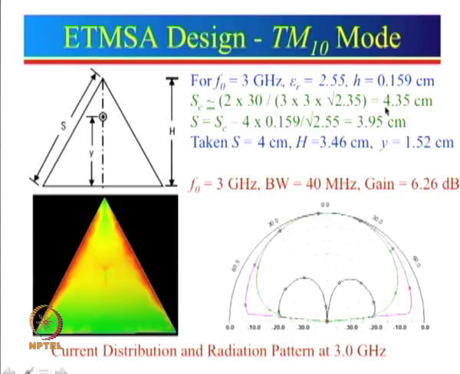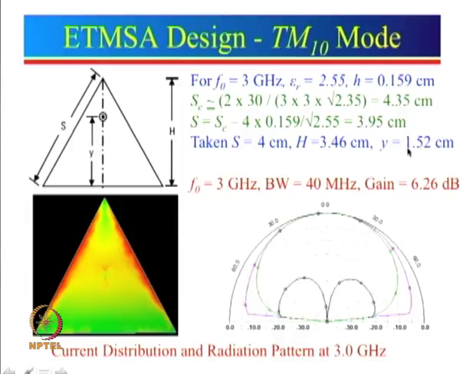So, from here Se is calculated to be 4.35, and then we calculated S, that comes out to be 3.95 centimeter. We just took an approximation for simulation, and by coincidence we got a very good result. So, corresponding to 3.95, we took S equal to 4 centimeter. Now, what will be h? h will be square root 3 by 2 into S, that comes out to be 3.46 centimeter. Now, this is the figure of the equilateral triangular microstrip antenna.